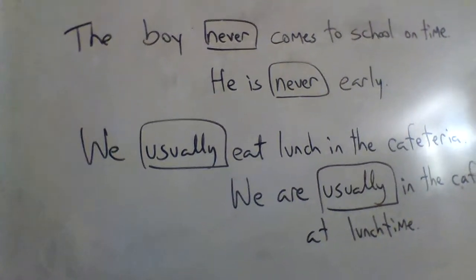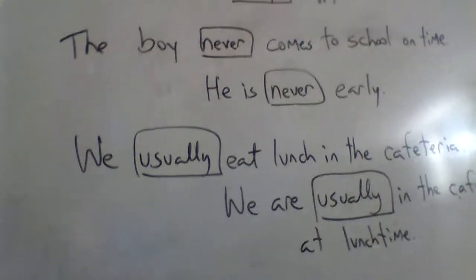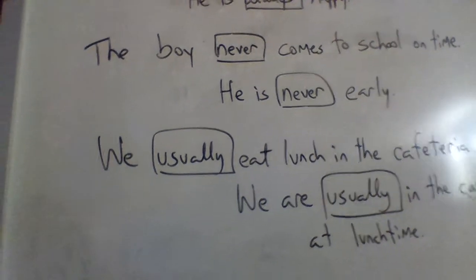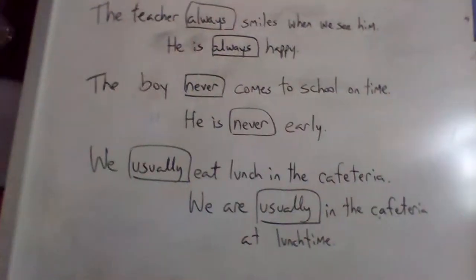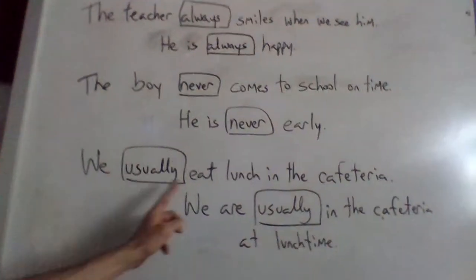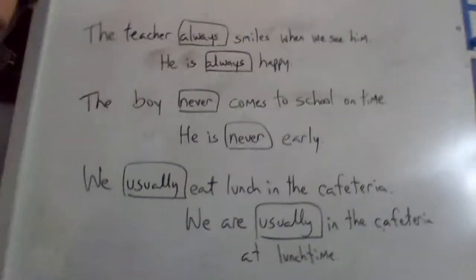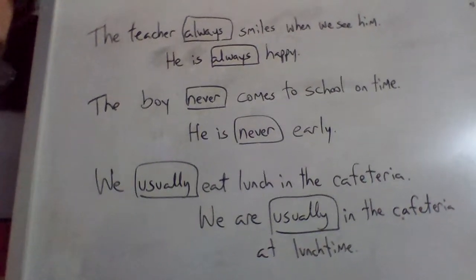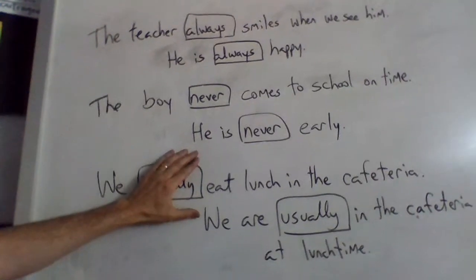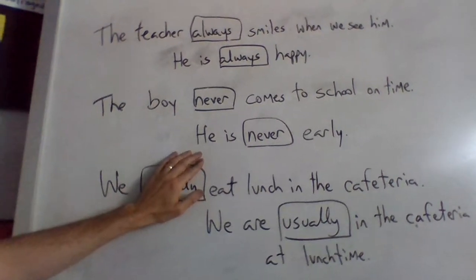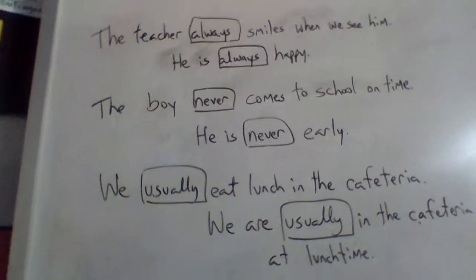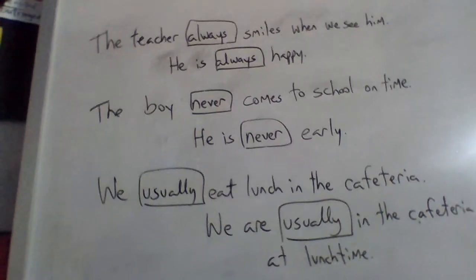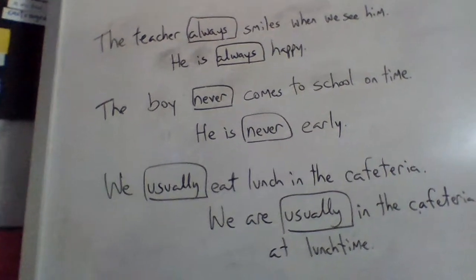Okay, look at another one. We usually means most of the time, not 100% of the time. It's less than 100, but it's definitely more than never. We usually eat lunch in the cafeteria. We can take this out and it's still a sentence. We eat lunch in the cafeteria. This just tells us that it's not always, but it's closer to always than to never.